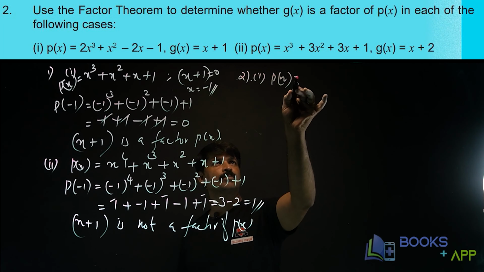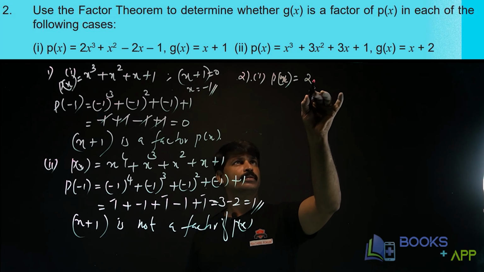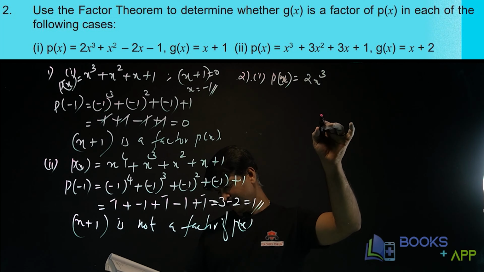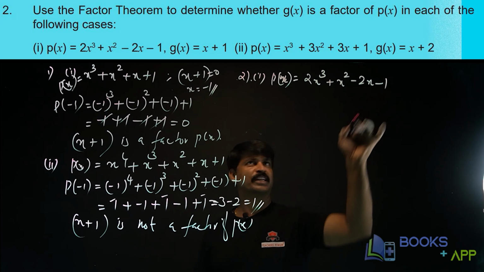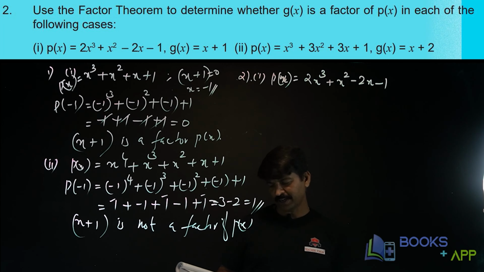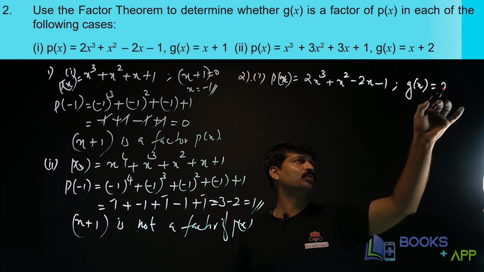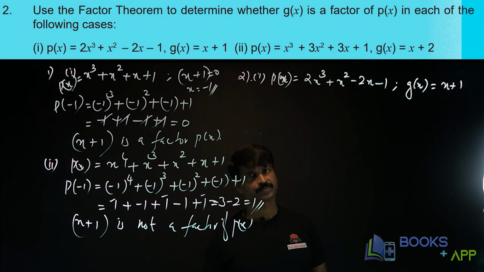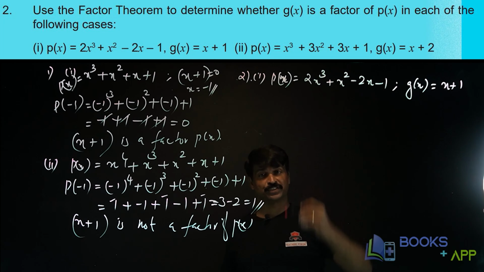It is given that p of x is equal to 2x cube plus x square minus 2x minus 1. It is p of x. You are given g of x. What is g of x? G of x is equal to x plus 1. You have to check whether it is a factor of this.